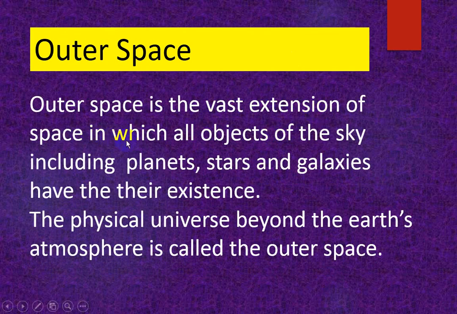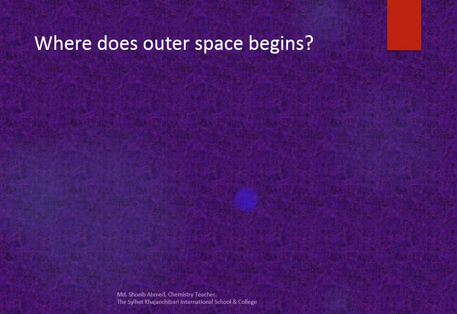vast extension of space in which all objects of the sky, including planets, stars and galaxies, have their existence. Beyond our Earth, there is outer space. So we can say the physical universe beyond the Earth's atmosphere is called outer space. Where does outer space begin? Where the atmosphere ends, from there outer space begins.